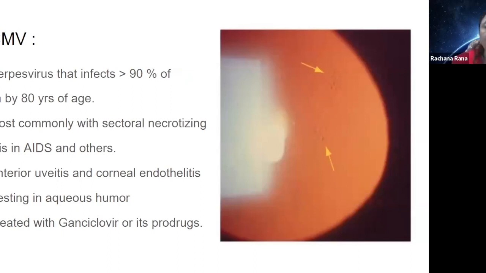Cytomegalovirus. This is again a herpes virus that infects more than 90% of humans by 80 years of age, most commonly with sectoral necrotizing retinitis in AIDS and other immunocompromised conditions. Anterior uveitis and corneal endotheliitis can be present. PCR testing in aqueous humor can be done. It can be treated with ganciclovir or its products. In CMV retinitis, acyclovir doesn't work. In this picture, we can see a chain of keratic precipitates present on the endothelium.